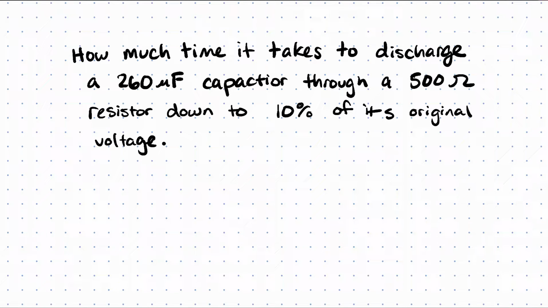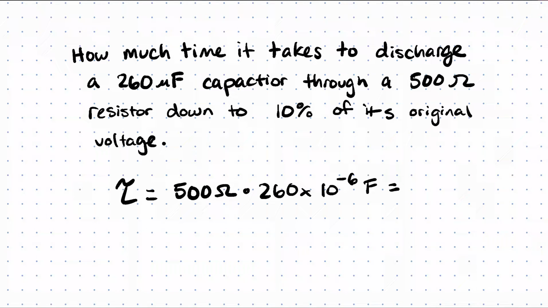So the first thing that we're going to do is figure out the time constant. We're going to need that for this problem. And that's going to be 500 ohms times 260 times 10 to the minus 6 farads, which yields 0.13 seconds. Remember that this is R and C.